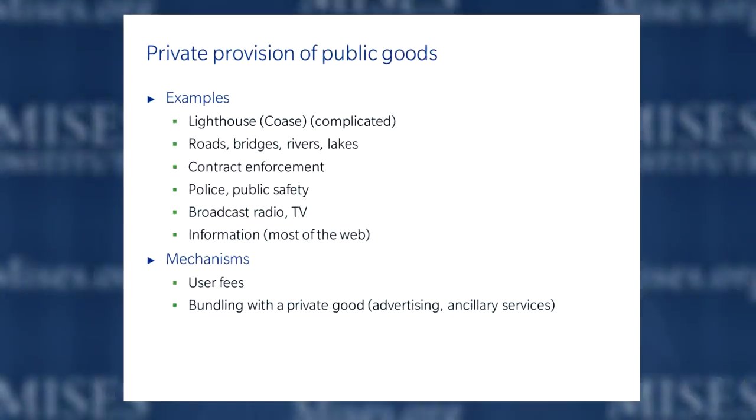It wasn't a pure laissez-faire solution because there was a lot of government involvement even in that, but roads and bridges have all been provided privately on the market. Contract enforcement, if you listen to any of Bob Murphy's talks this week on the stateless society, we know that all kinds of legal and judicial services can be provided on the market. I've already talked about a lot of these.